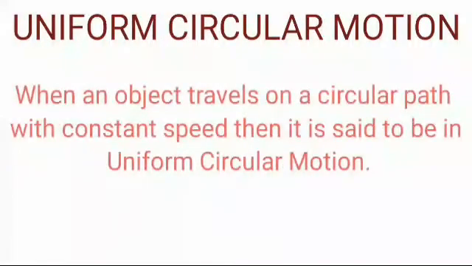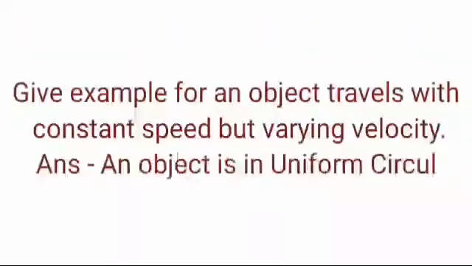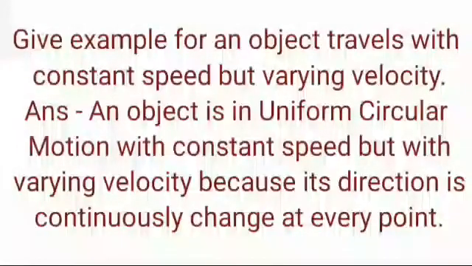Uniform circular motion. When an object travels on a circular path with constant speed, then it is said to be in uniform circular motion. When an object is on a circular path, its velocity continuously changes at every point. Question: give an example for an object traveling with constant speed but changing velocity. Answer: an object in uniform circular motion moves with a constant speed but with varying velocity because its direction is continuously changed at every point.